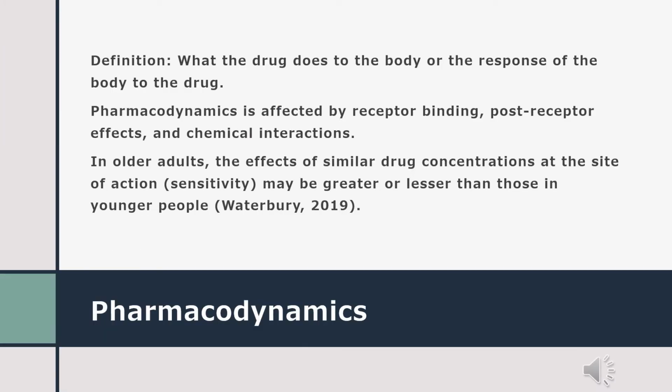Now let's discover what pharmacodynamics means. And this is defined as what the drug does to the body, or the response of the body to the drug. And pharmacodynamics is affected by different things, including receptor binding, post-receptor effects, and chemical interactions. In older adults, the effects of similar drug concentrations at the site of action or sensitivity will be usually greater or lesser than those in younger people.